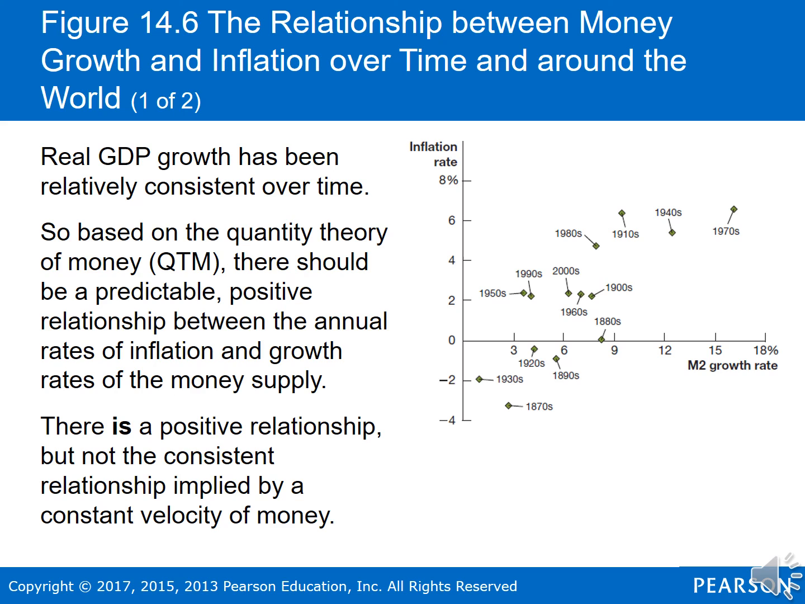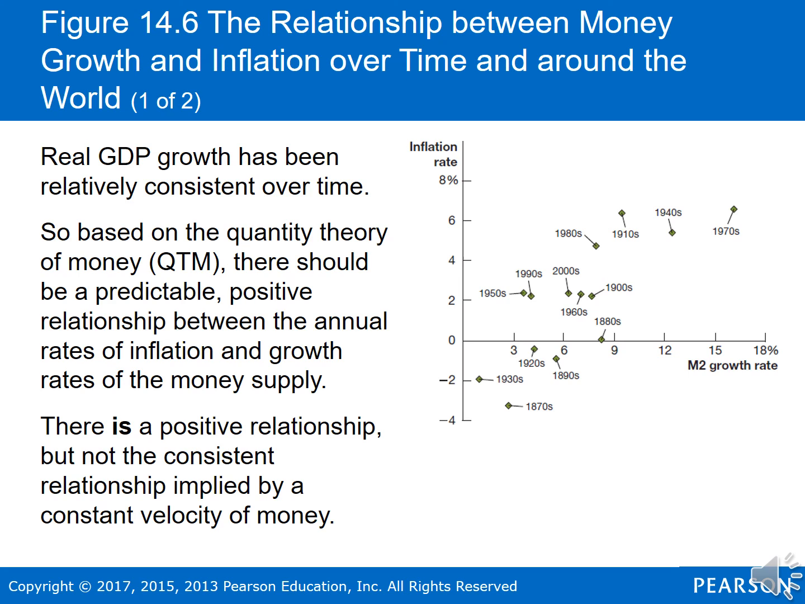So the accuracy of the quantity theory of money depends on whether the key assumption that velocity is constant is correct. If velocity is not constant, which it isn't in the short run, there may not be a tight link between increases in the money supply and increases in the price level. So for example, an increase in the quantity of money might be offset by a decline in velocity, which will leave the price level unaffected.